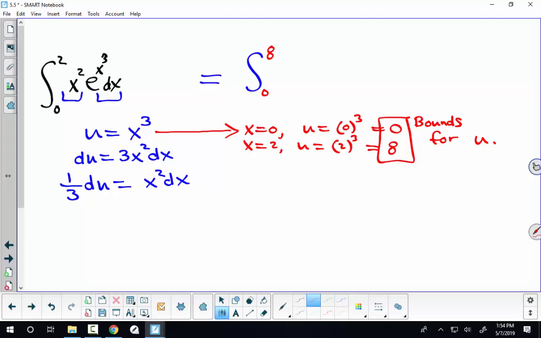Okay, so what else are we looking at? The integral from 0 to 8 of e to the u, du. And then you have to have a 1/3. Right, so the 1/3 is attached to the du. So we have our 1/3 du. 1/3 du gave us our x squared dx, and this e to the x cubed is now e to the u.